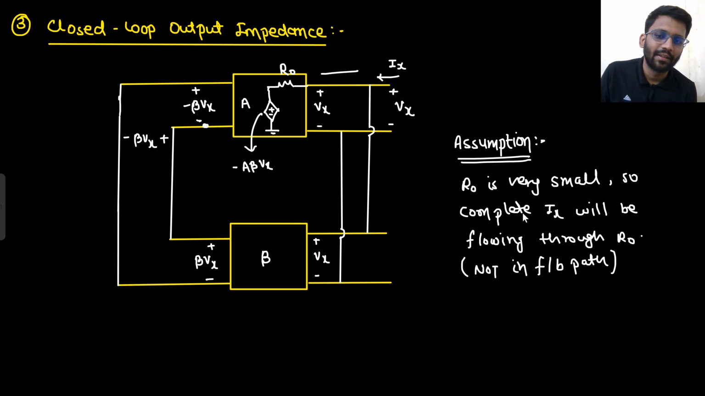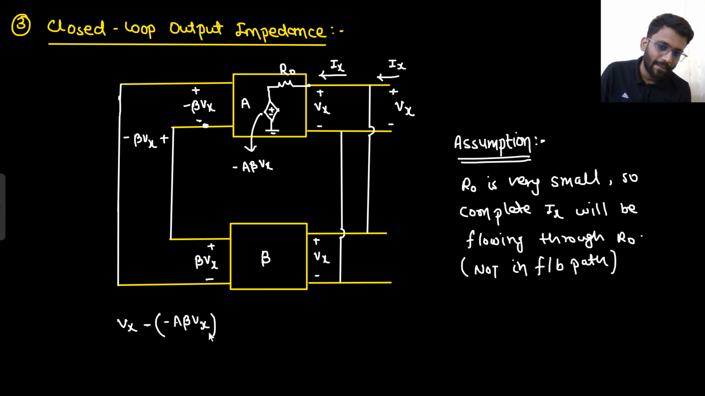So Ix will be taken into action here as well. Right. So now can you write down the expression of Ix? The complete Ix current is flowing through R0. So what is the current in R0? Can you write it down? This voltage drop is Vx. And what is this voltage drop? That is minus of A beta Vx. Vx minus of A beta Vx divided by R0 is equal to Ix.